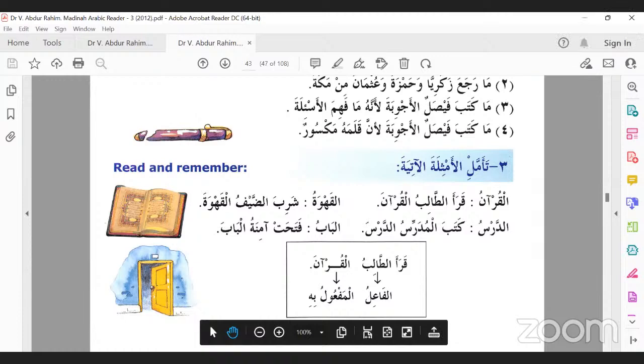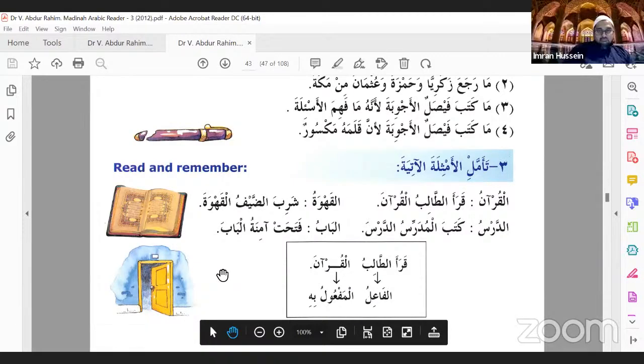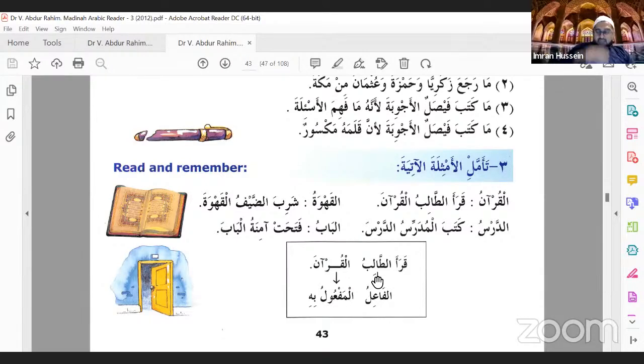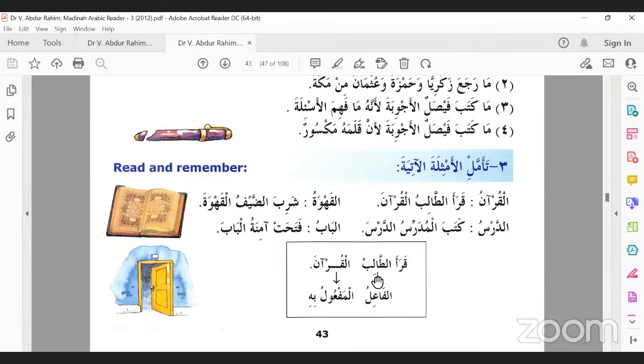Qara'a means he read. Qara'a is a verb. Talib, sorry, my mistake. Correct. Qara'a is the verb, talibu the student is the doer, and al-Qur'anu is the object.